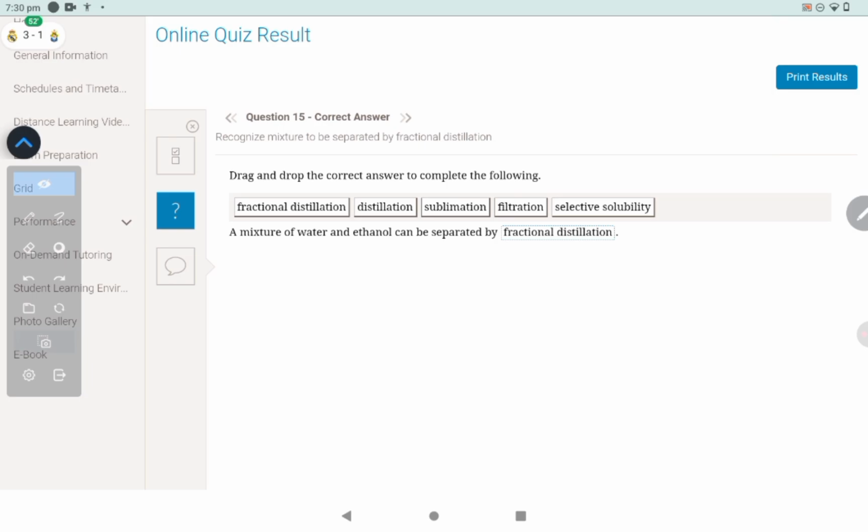Mixture of water and ethanol can be separated by fractional distillation. Like I mentioned before, fractional distillation is for close boiling points. Ethanol, water, close boiling points. So fractional distillation works here.